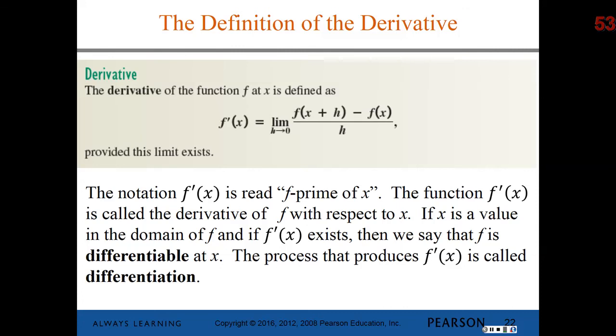So find in your notes where it says definition of the derivative. Should be the top of page 29. The notation f prime of x, which is what this is, it's f with a little accent mark over it. F prime of x is read f prime of x, and the function f prime of x is called the derivative of f with respect to x.